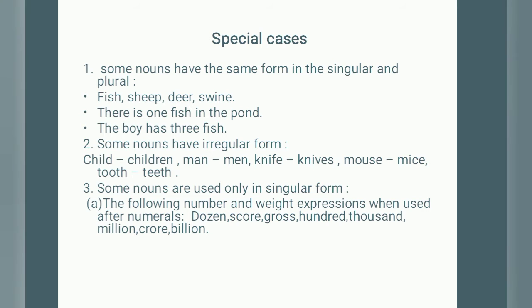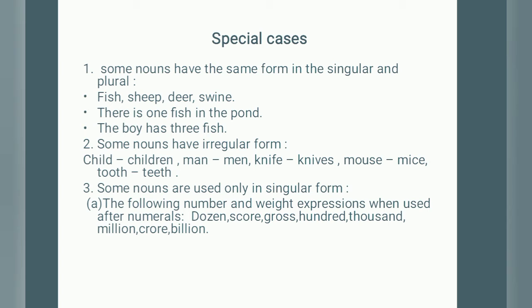Now we have some exceptions. Those will be the special cases. We will recognize them. First one, some nouns have the same form in the singular and plural. Their form will remain unchanged in plural as well. They take the same form in singular and plural. Those are fish, sheep, deer, swine. We have to remember four words because their form will remain unchanged.